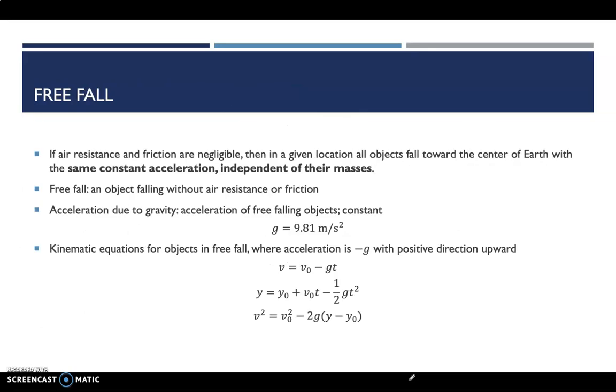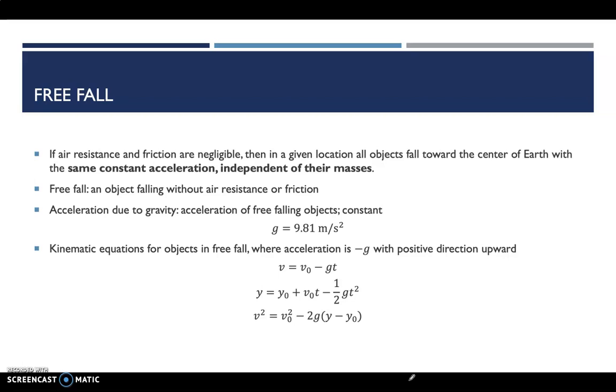Okay, so here comes one of the main ideas of the course, and that's going to be free fall. This is the idea that if air resistance and friction are negligible, small enough to ignore, then in a given location, all objects fall toward the center of Earth with the same constant acceleration, independent of their masses. This is the idea of free fall. It's an object falling without air resistance or friction.